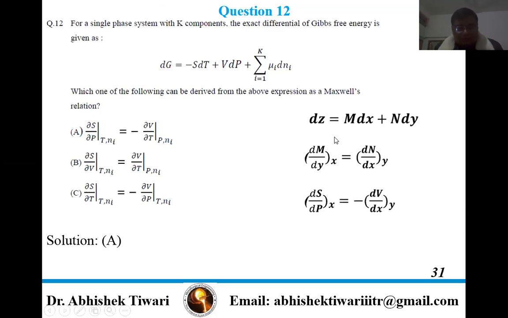Similarly, if we apply this to this equation, we get the derivative of S with respect to P at constant T (for x we have to write T) is equal to minus dV upon dT at constant P. So option A is correct.